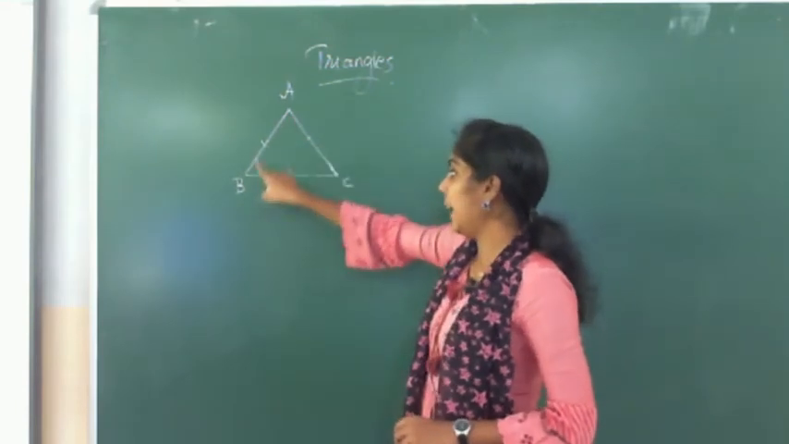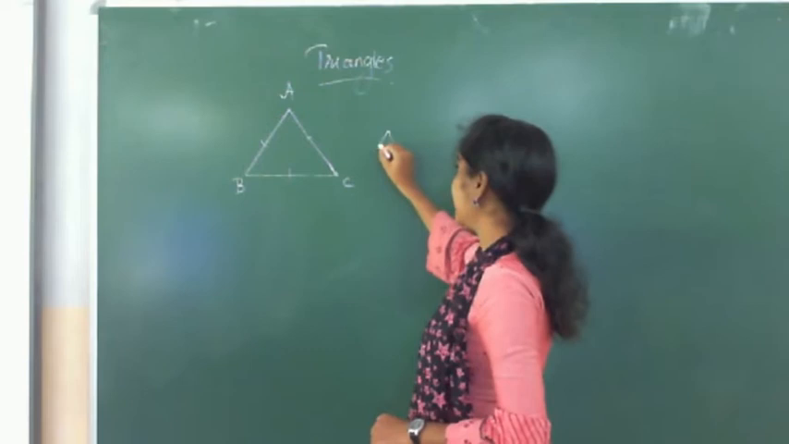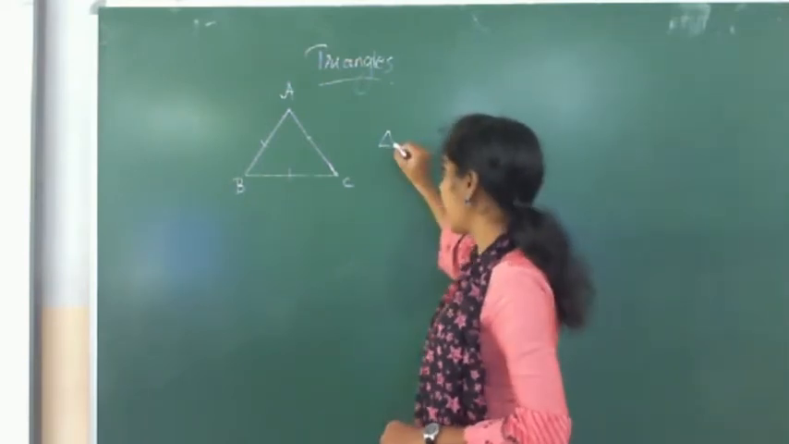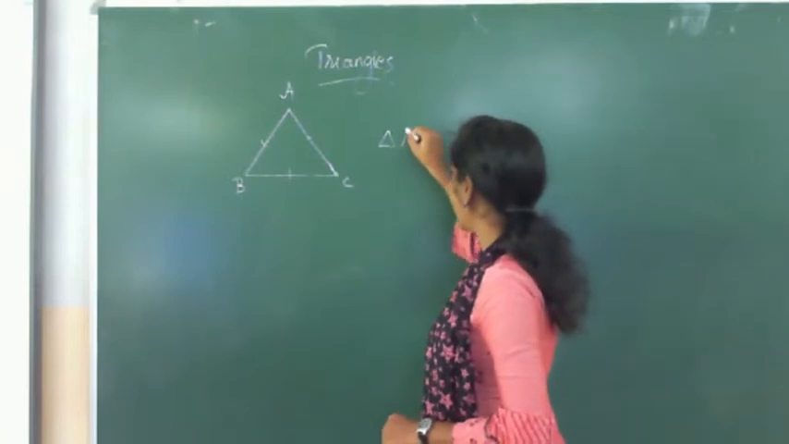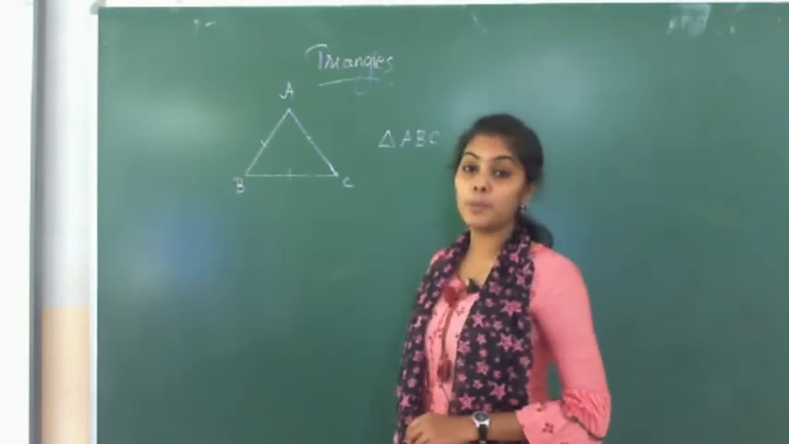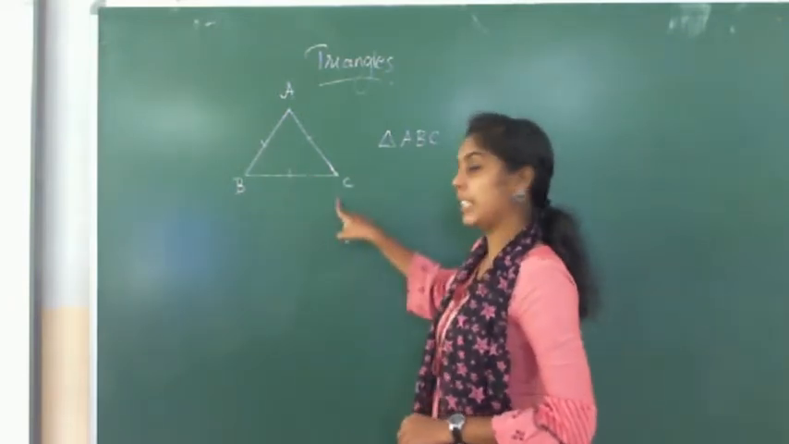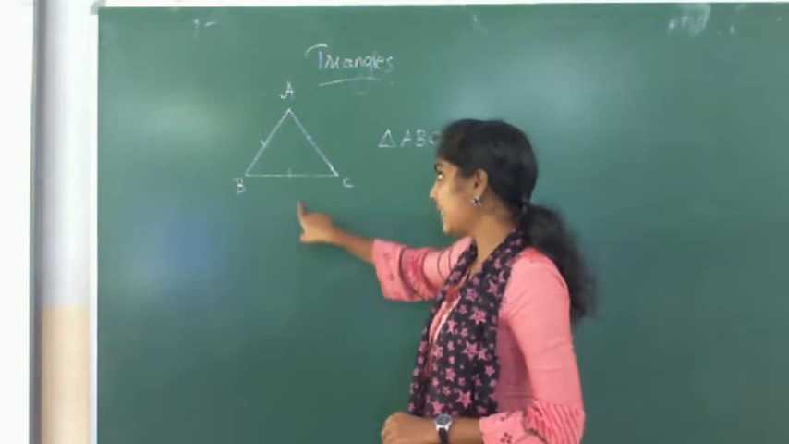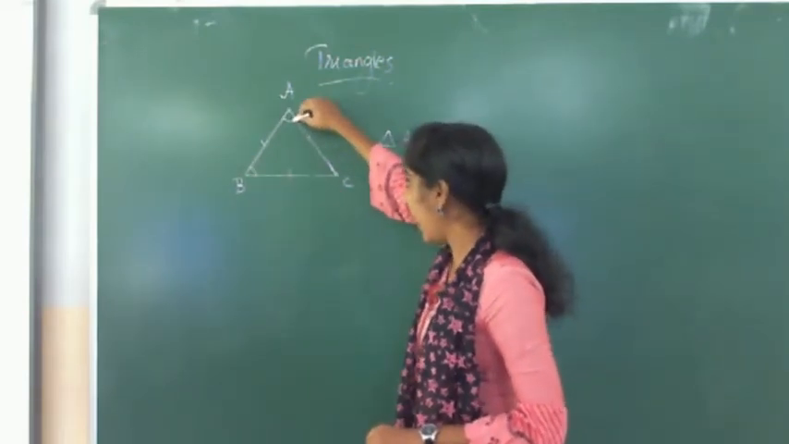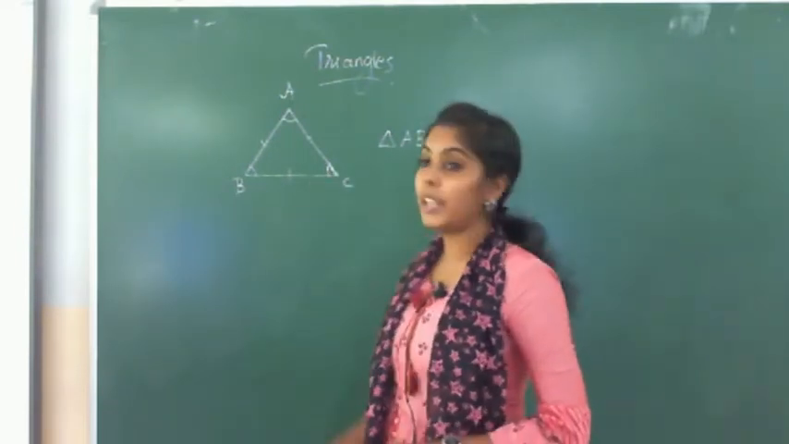So A, B, C. And how do we name the triangle? A small triangle symbol we will write. This is how to read it: triangle ABC. This is the name of this particular triangle. So three sides, three vertices and also three angles. Okay, clear?